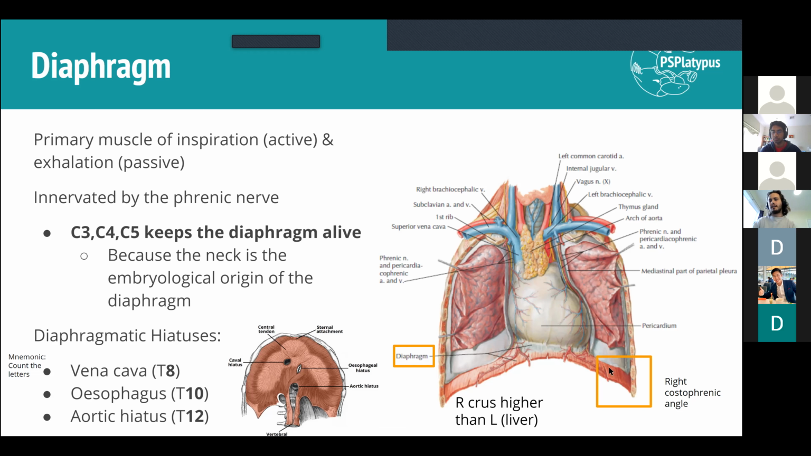I've just illustrated the right costophrenic angle here, but there's also a left costophrenic angle, and there's nothing special about the right one. The diaphragm is made up of different crus, so different sort of wings. The right crus of the diaphragm is higher than the left, and that's because the liver is here and it's quite big, so it pushes up a bit. And so you actually have a slightly uneven diaphragm from one side to the other.